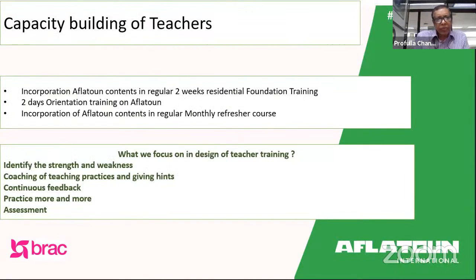Now, how do we build the capacity of regular teachers for Aflatoun, Aflateen, and Aflatot, how they deliver the lessons, and how they ensure quality in the classroom? We have a two-week residential foundation training for the teachers. We have 30 residential training centers in our country, so teachers have the opportunity to attend two weeks of residential training.